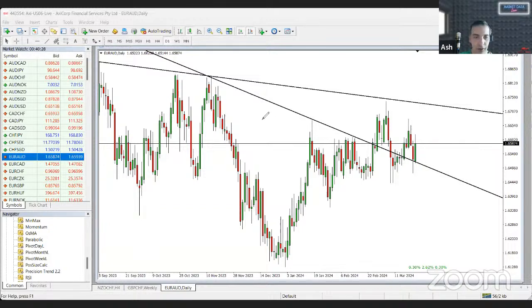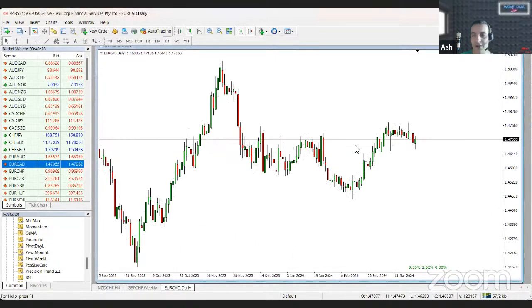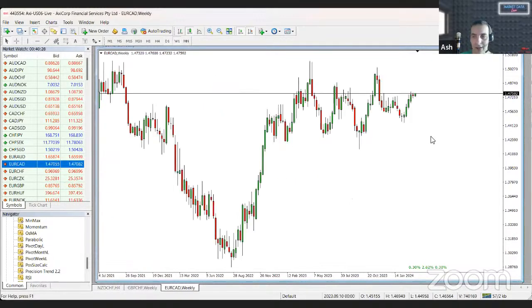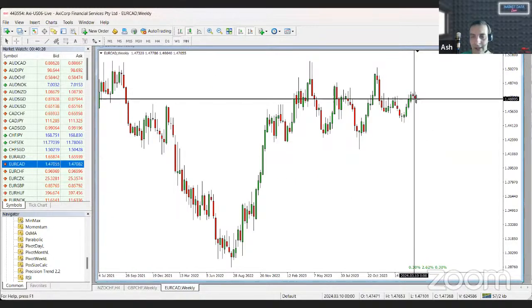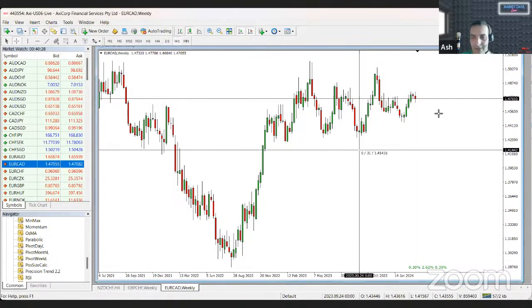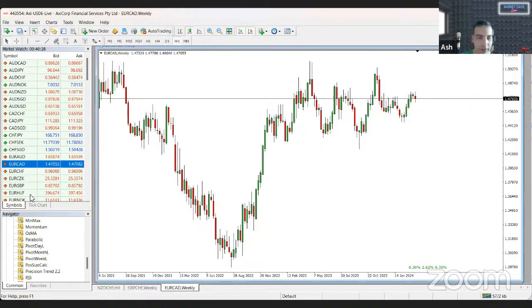Not really that interested in the Euro Aussie because it's going to have to give me a clear enough signal. I like this upper level and I like this level, but everything else is just not clear enough. Euro CAD would suggest a sell. No, that's not quite as good. It could come down a little bit. I don't love that.